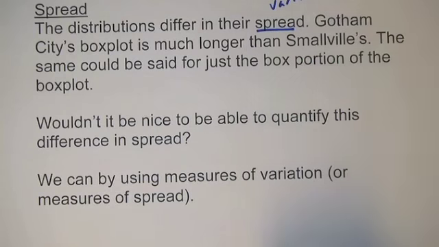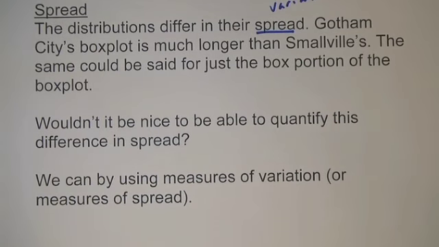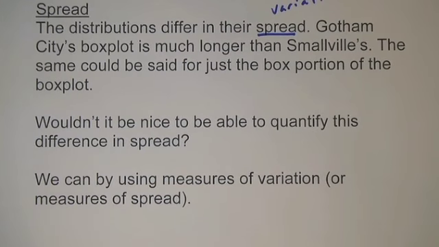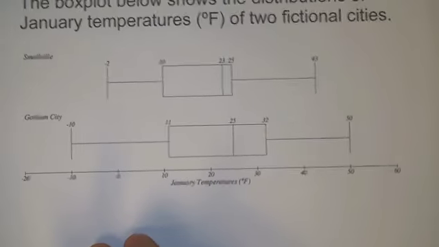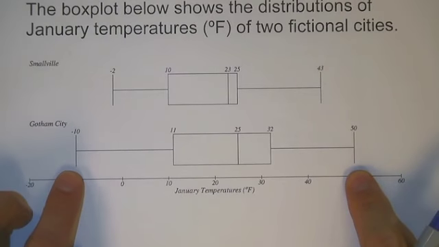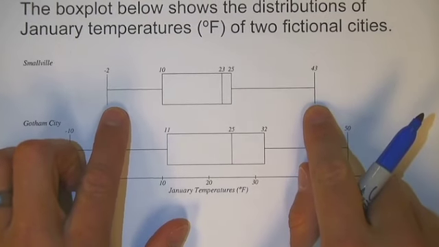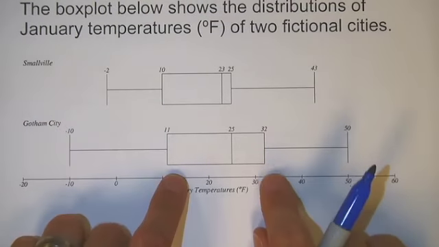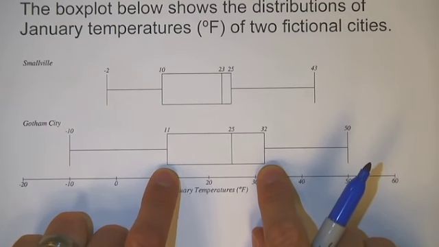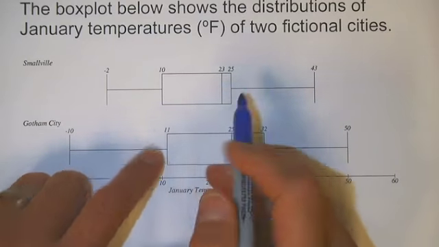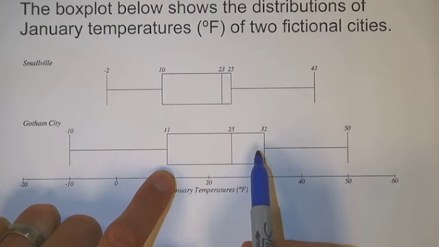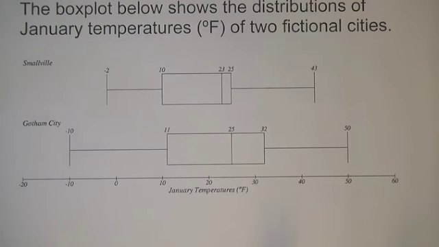Gotham City's box plot is much longer than Smallville's, and the same could be said for just the box portion of the box plot. Looking back, we can definitely see that for Gotham City, the length of the box is much longer than the Smallville box, or the whole box plot's longer, as well as the box itself being longer. So this box is certainly longer than that. This box is about 15 units long. This box is about 21 units long. So we do have considerably more variation in temperatures in Gotham City.